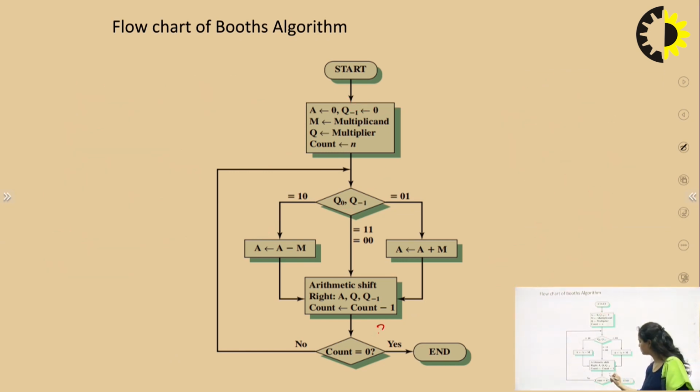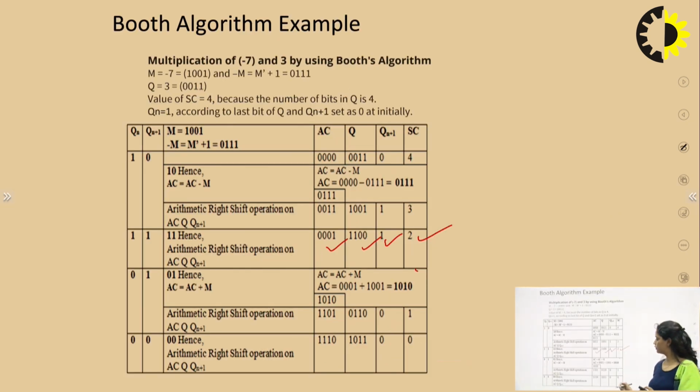After performing the arithmetic right shift operation it becomes 2, and we have to go back to the comparison and again compare the Q0 and Q minus 1 bits that we currently have. We have to do this procedure again and again until we get this count to be 0. So here we go to step number 2.